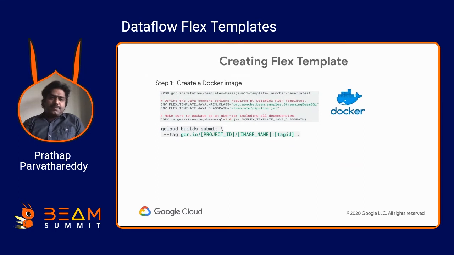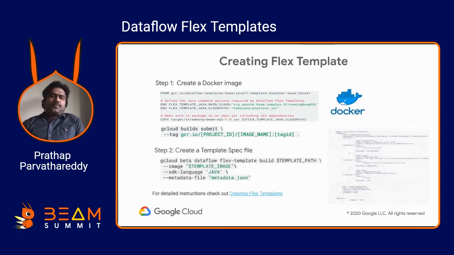Once the Docker image is built, the gcloud build command also automatically pushes the Docker image to the Google Container Registry. The next step is to write a template spec file. We also have a gcloud command that allows you to make this very easy. All that you need to do is create your metadata file, which, as I said, has the name of the template, description, and the parameter information. It can also have certain regexes so that you can make the users stick to a specific format when they're supplying the runtime parameters. And finally, this file gets stored on GCS. For detailed instructions, you can check out the link that was provided below.